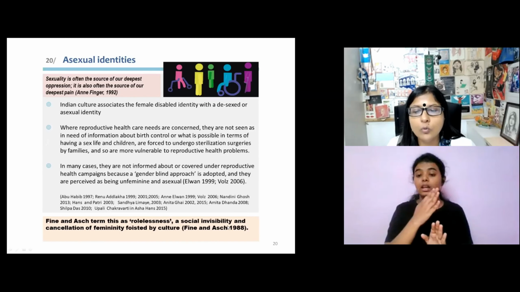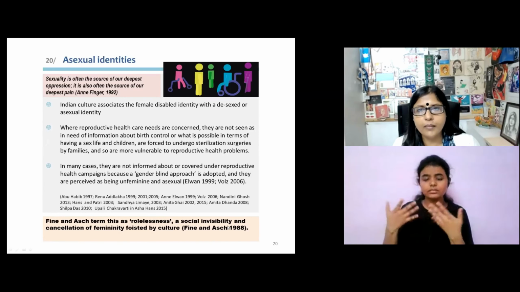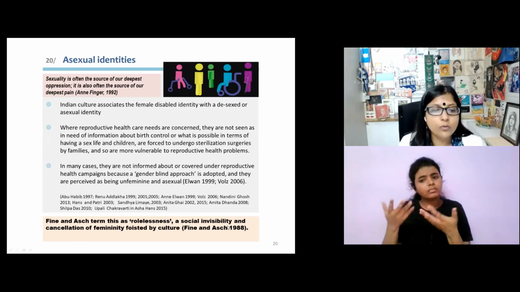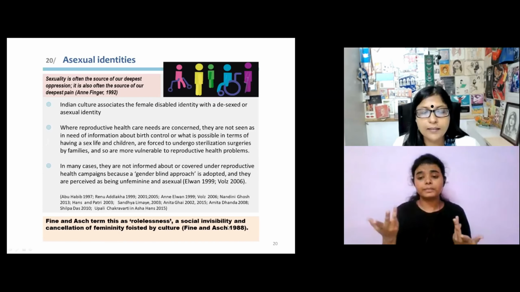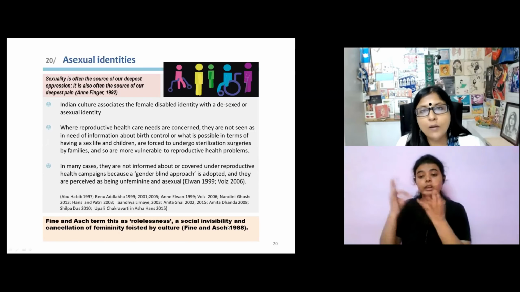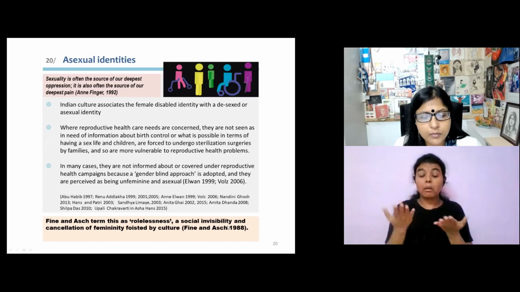Also, other scholars write about reproductive healthcare needs, and where they are concerned, disabled women are not seen as in need of information about birth control or what is possible in terms of having a sex life and children. I have also heard accounts of cases where they have been forced to undergo sterilization surgeries by families and so are more vulnerable to reproductive health problems. Typically because they want to stop them menstruating or prevent unwanted pregnancies resulting from sexual abuse.